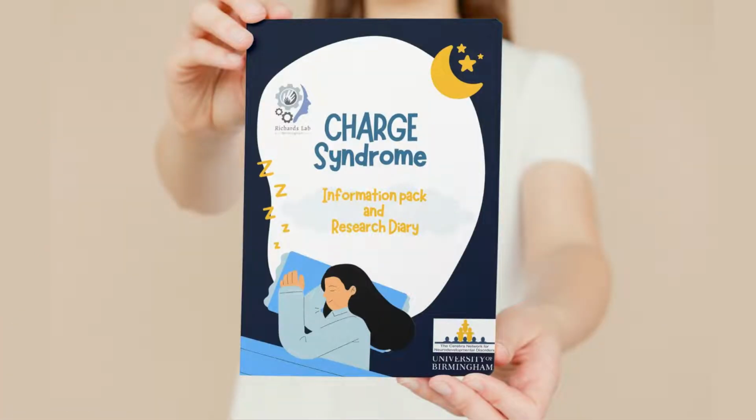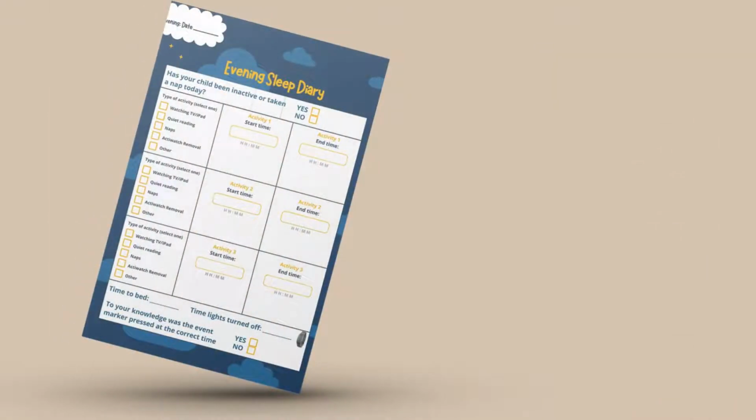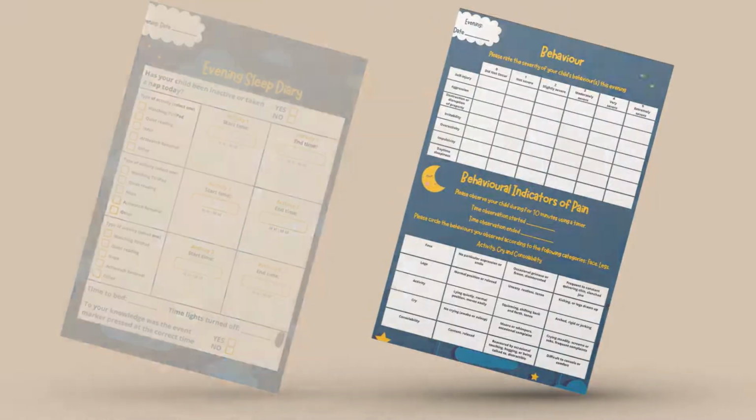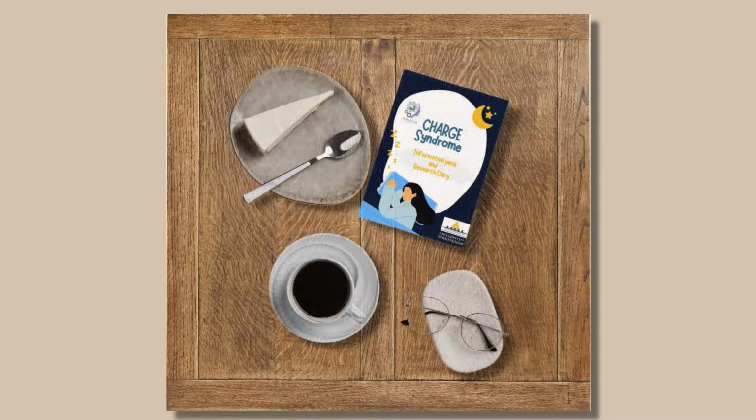I will now guide you through the research diary. This is to be used alongside the ActiWatch over the 10-day study period. The research diary provides sections for you to record your child's sleep and to provide ratings of behaviour and observations of pain-related behaviours. The diary will need to be completed once in the morning and again in the evening each day of the 10-day assessment.